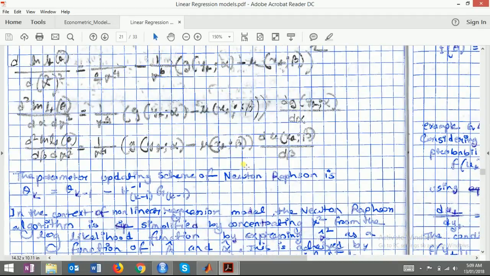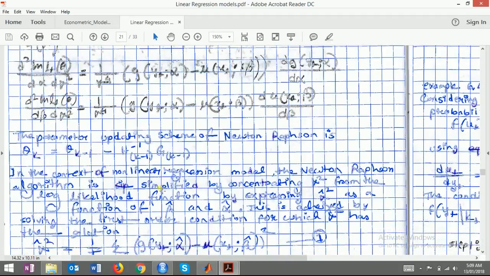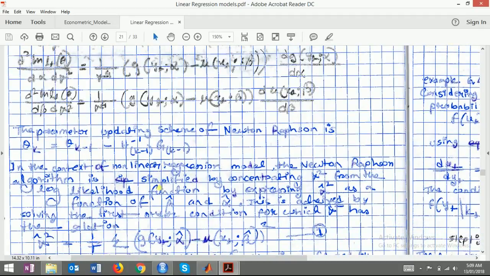So the parameter updating scheme of Newton-Raphson is theta k equals theta k minus 1. So given theta k minus 1, we are calculating theta k minus gradient divided by Hessian of the previous parameter estimation. So first we have previous parameter estimations and we have the gradient and Hessian of that estimation. We deduct that and we get the updating scheme, the new parameter estimation, and this will iterate until convergence.